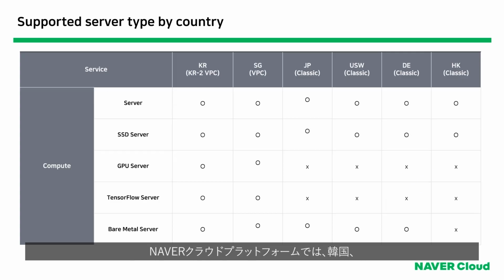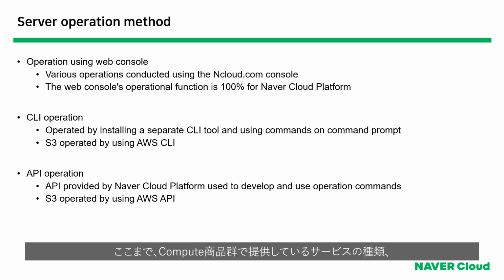NAVER Cloud Platform provides Korea, Singapore, Japan, US, Germany, and Hong Kong regions, and the provided services differ in each region. When building a global region based on NAVER Cloud Platform, we recommend taking a look at the provided services for each region in advance. So far, we've looked at the types and specifications of servers provided in the compute product group. Now, what are the ways we can make servers?